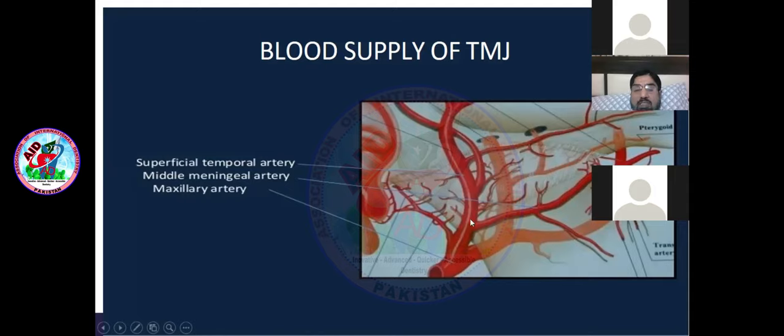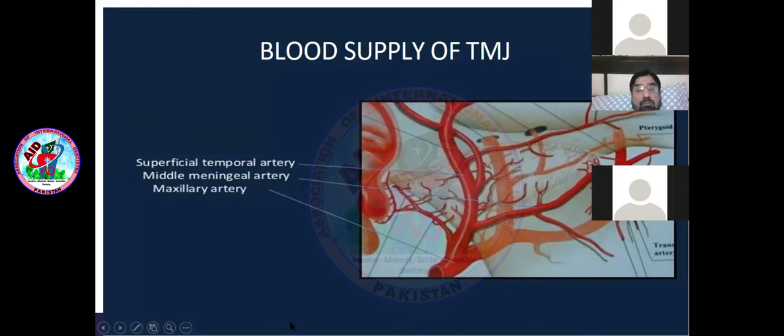And these branches, some are outside to the TMJ and sometimes are inside to the TMJ, giving supply to the middle meningeal artery and going to the pterygoid. This is the superficial temporal artery. Then these all are giving their branches to the temporomandibular joint. You see, there's a network of vascular supply given to the temporomandibular joint by all these big vessels.